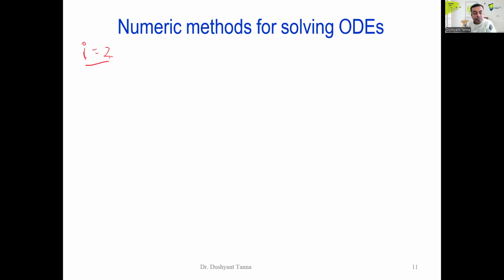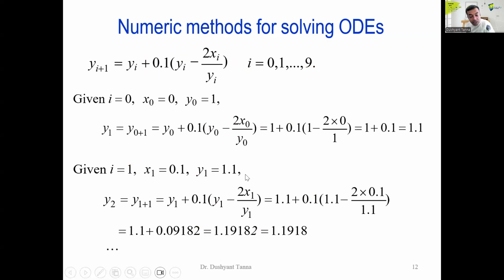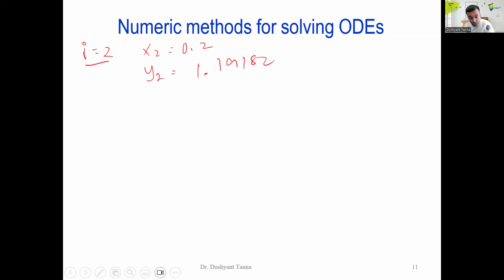I is equal to 2. What will I get? My x2 will be 0.2, and my y2, I have to keep on going the same way, 1.19182. So if you observe, the earlier was 1.1918. Now it's 1.19182. Right? We keep going, and then we go for your y3.